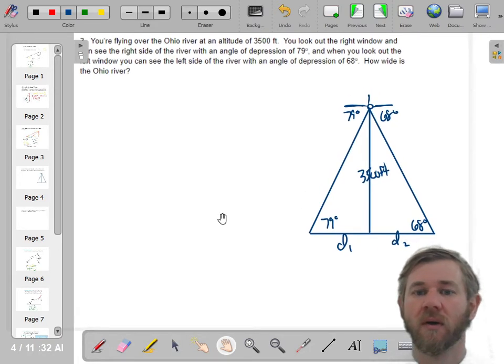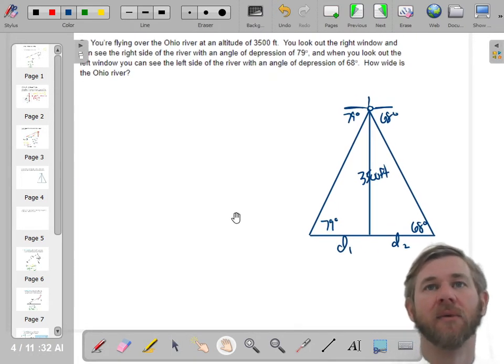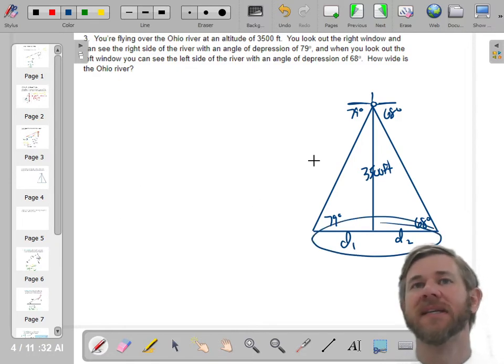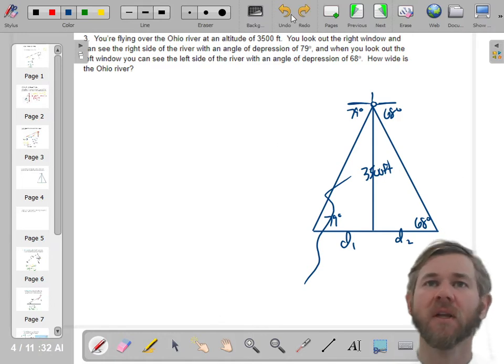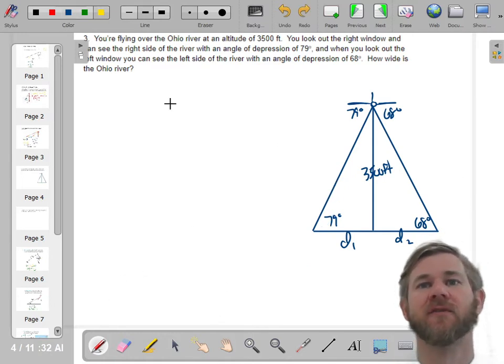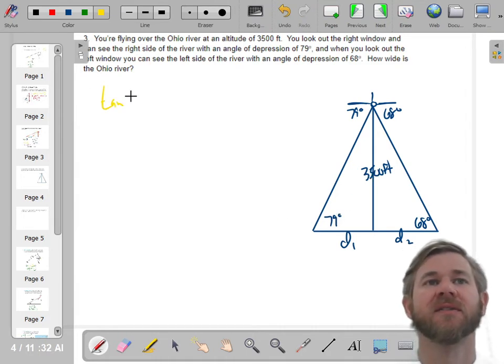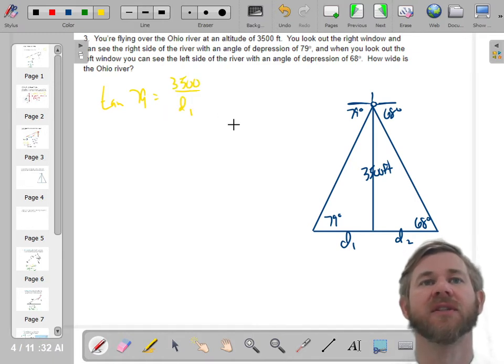Okay. I think we got everything we needed labeled now. We just need to piece this together. We know we need to add these two distances because this is the river, the width of the river. So to find that, we're going to have to find two statements, which I think we can do. Let's see. Opposite over adjacent again. Tangent of 79 is 3,500 over the first distance.